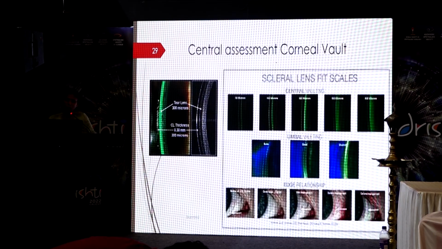Okay. So how do you assess the central vault? There are very, very many fitting scales that are available. You can Google for it and you can compare it. Initially when we used to fit scleral lenses, we used to compare the clearance based on the thickness of the cornea, but that's not recommended. Now every trial lens comes with the central thickness of the lens.